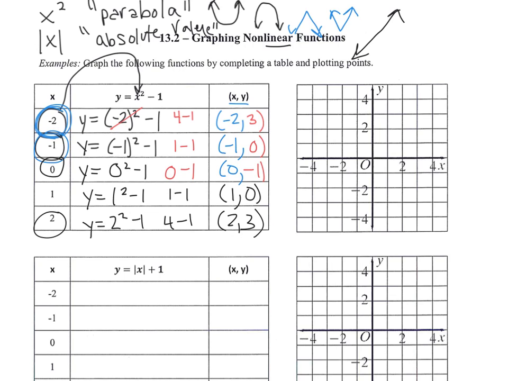So over here, we know that this is going to be a parabola, so it's going to be a U. I'm going to plot -2, 3, so I want left 2, up 3, make a dot. -1, 0, 0, -1, 1, 0, and 2, 3. When I connect these dots, I want to make them look like a U. So I want to connect them and it's curvy. Okay, it's rounded. There's my function.